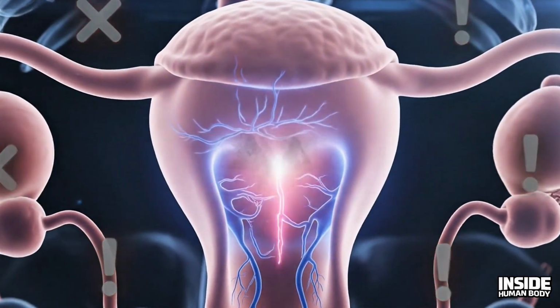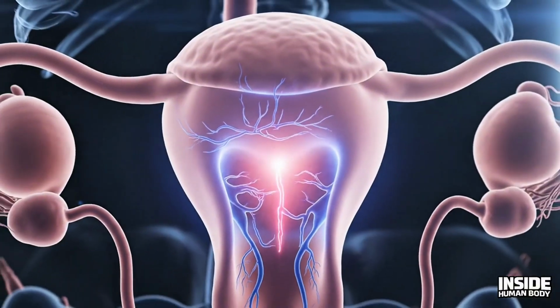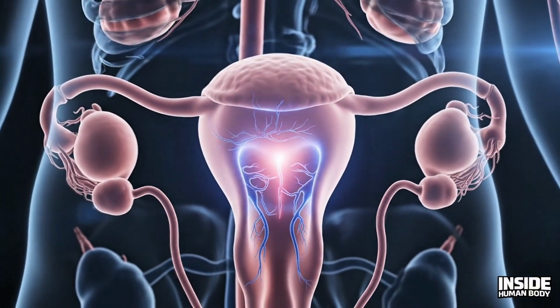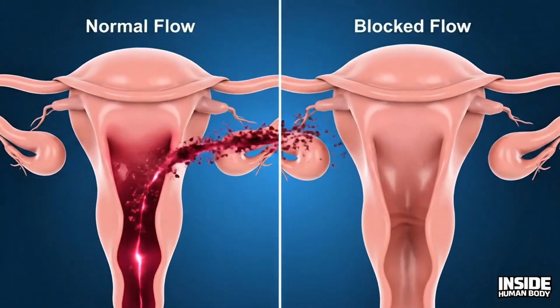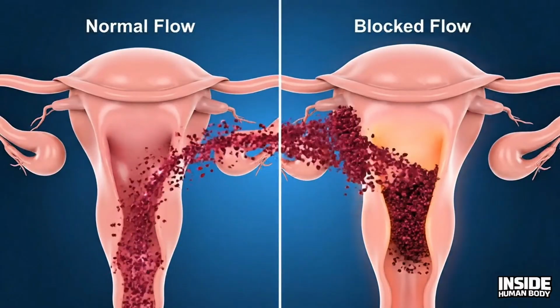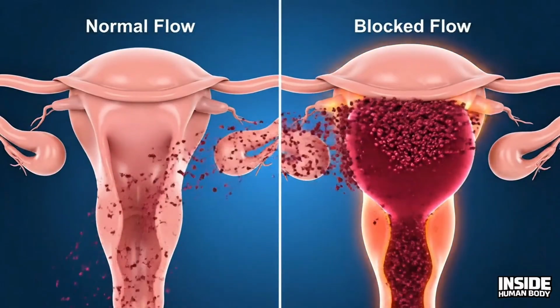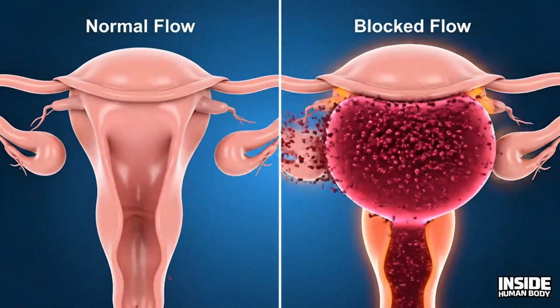The uterus has successfully returned to a healthy, normal cycle. As the warning signs subside, the left demonstrates a healthy menstrual flow, while the right side illustrates how a blockage can cause severe accumulation and pressure within the cervical canal.